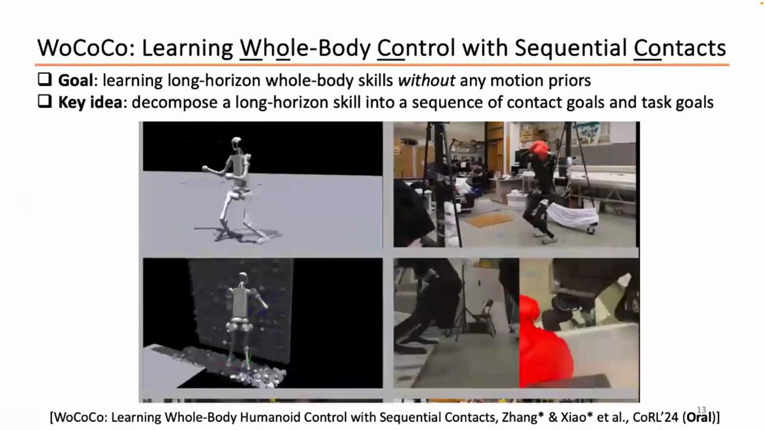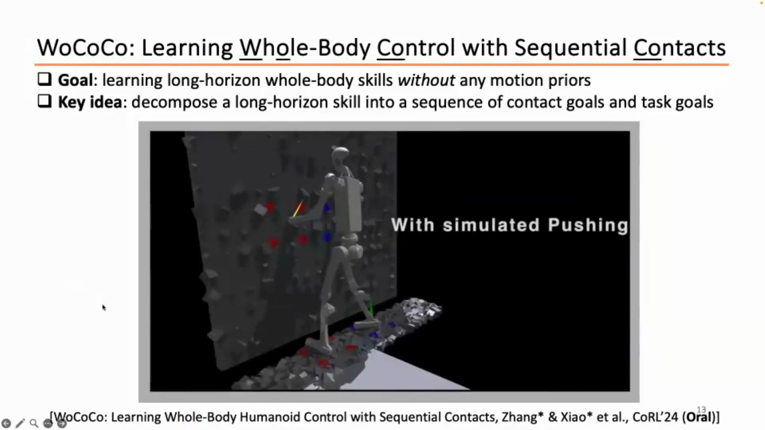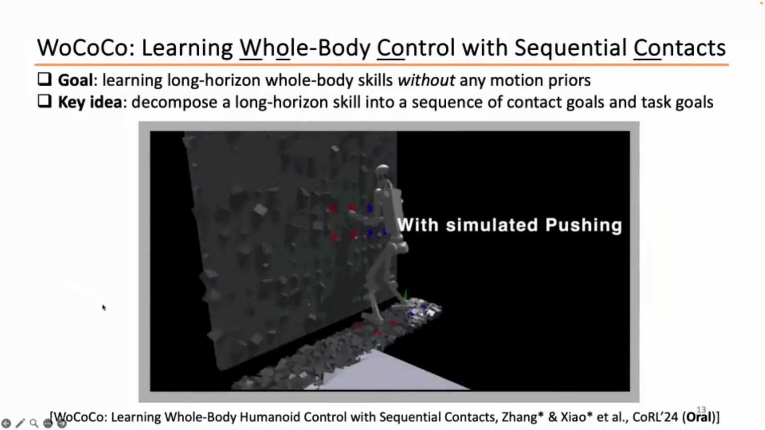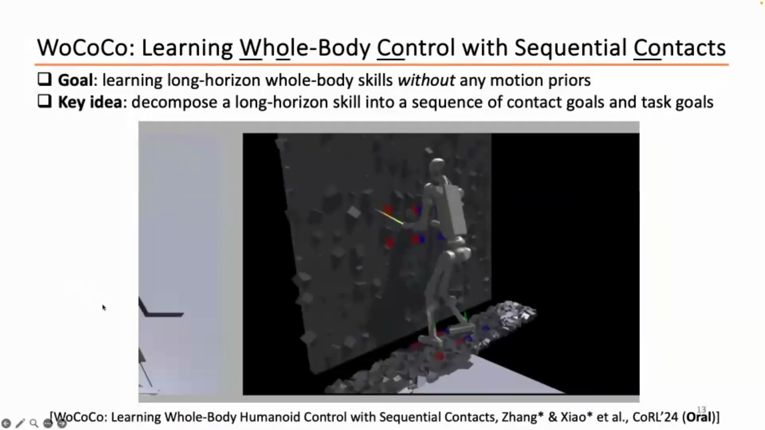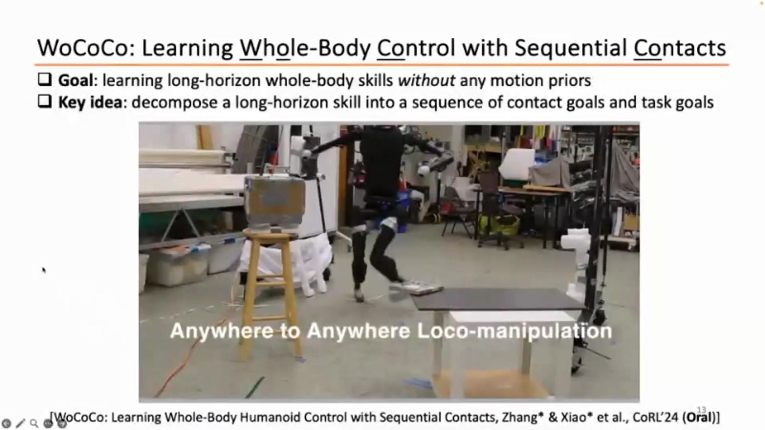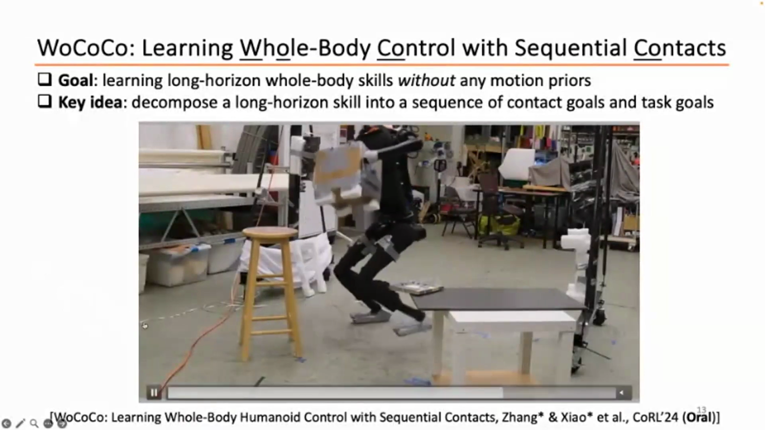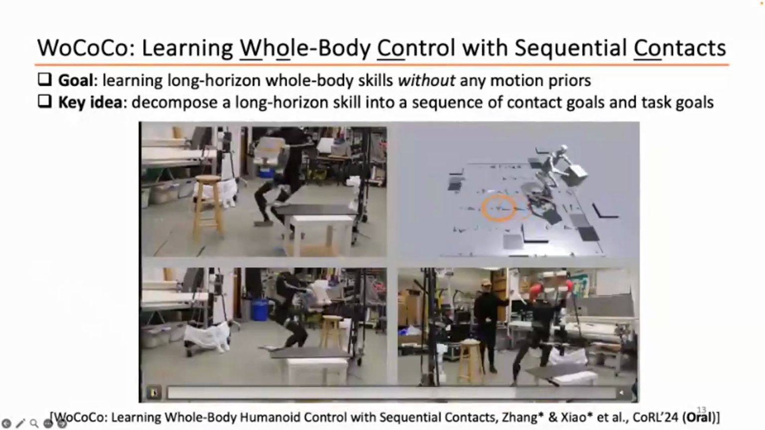The last demo I want to show is this bidirectional cliff traversal. We asked the humanoid to go through a cliff. You actually need the upper body to support. Yeah, and some anywhere-to-anywhere local manipulation. The humanoid can grasp a box and move from location A to location B. Yeah, again, this is learning from scratch.